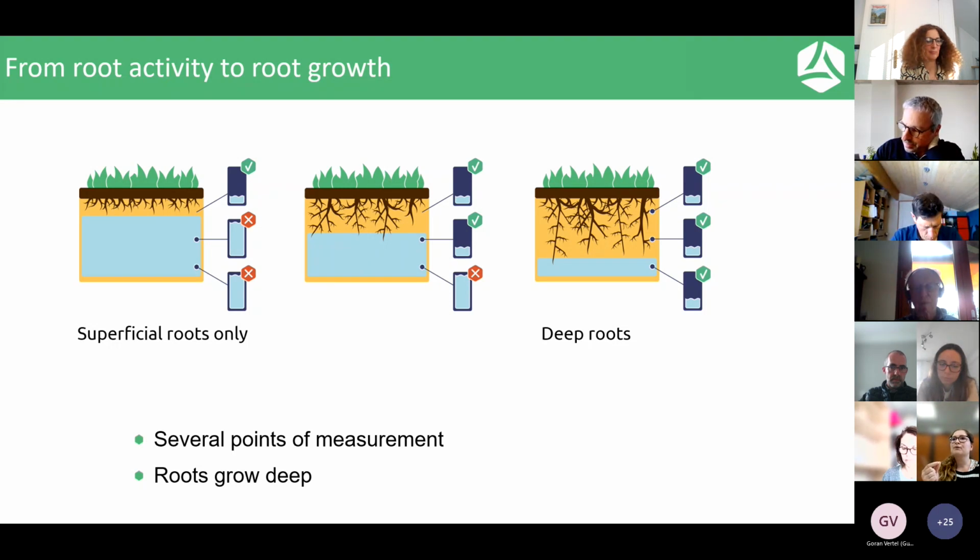And you can also influence the root growth with the amount of water you keep available in the soil. So you can force the roots to grow in a certain direction when you have no water available where the roots are, and you have water available a bit further, so they will go where the water is. Next, please.